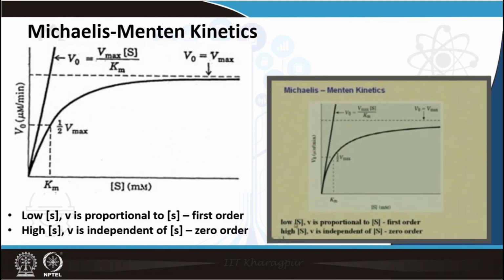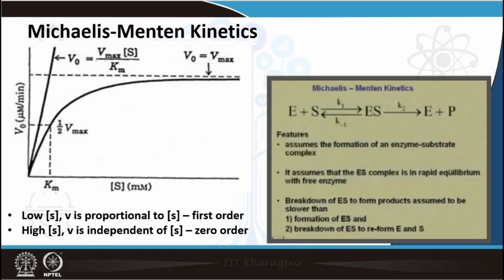When we consider the low substrate concentrations, the velocity is proportional to substrate concentration, where we have a first order reaction, and at high S it becomes zero order, independent of the amount of substrate that you add, because there is limited capacity for the enzyme to take in the substrate to form the enzyme substrate complex.